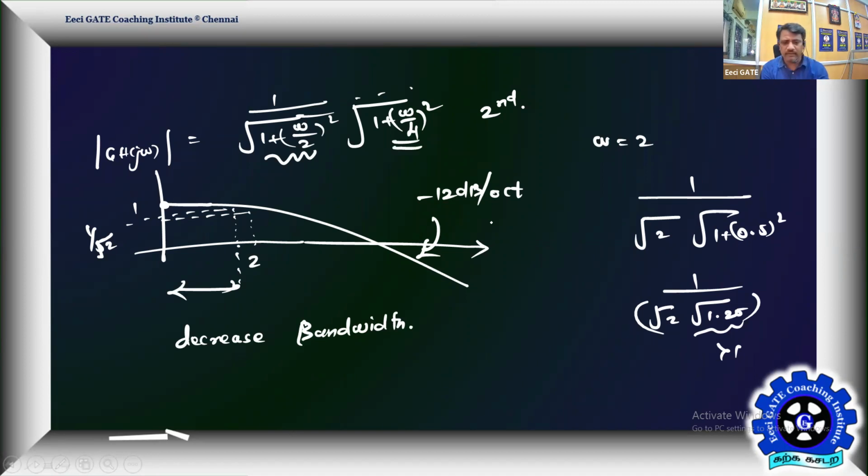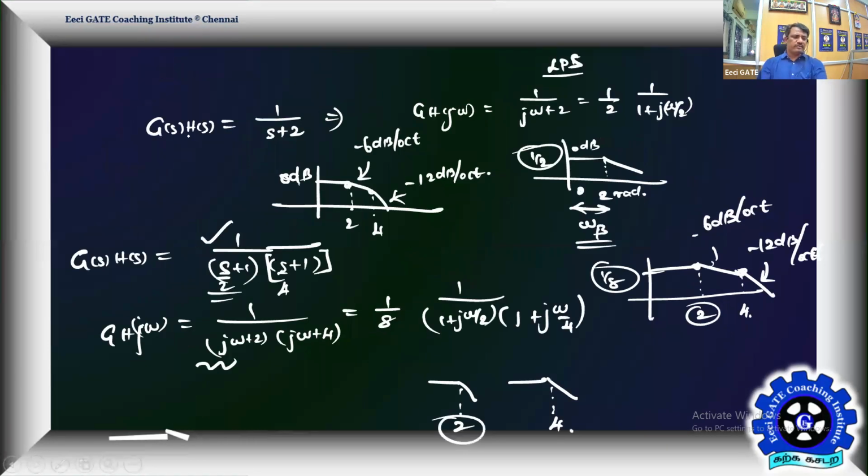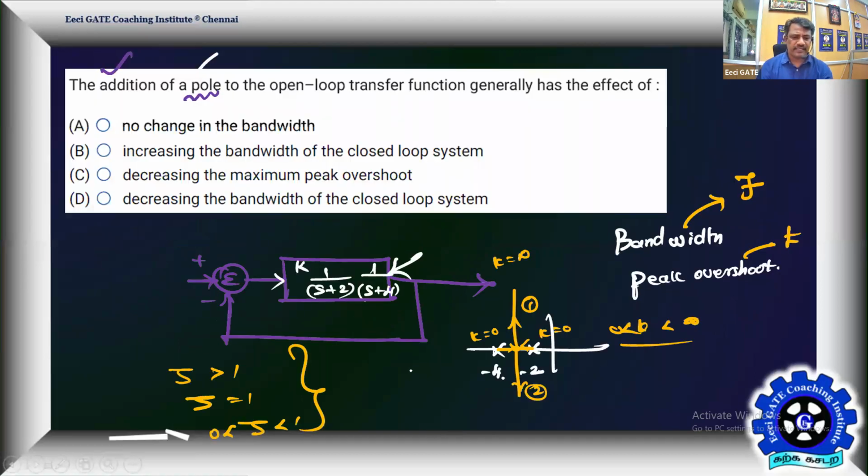Suppose you have a pole arrangement, one pole at -2, and you are introducing a pole at -4, or you think of adding a pole at -1, yes, that is also going to contribute to a decrease in bandwidth. So decrease in bandwidth is a good solution. That's one perception. So decreasing the bandwidth of the closed loop system is an ideal solution. So the overall gain is going to decrease.